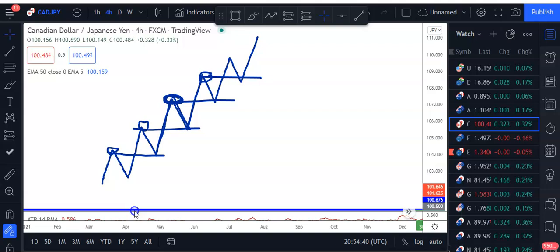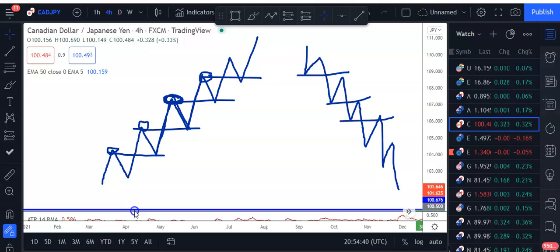And then for a downtrend example, it should be something like this. I really want to apologize if you feel like I'm moving fast, so please just pause and rewind the video so that you can clearly understand what it is that I'm on about. So in a downtrend, we want to see the market breaking support levels that it keeps on creating. So we want to see the market breaking these levels here for us to conclude that the market is in a downtrend.